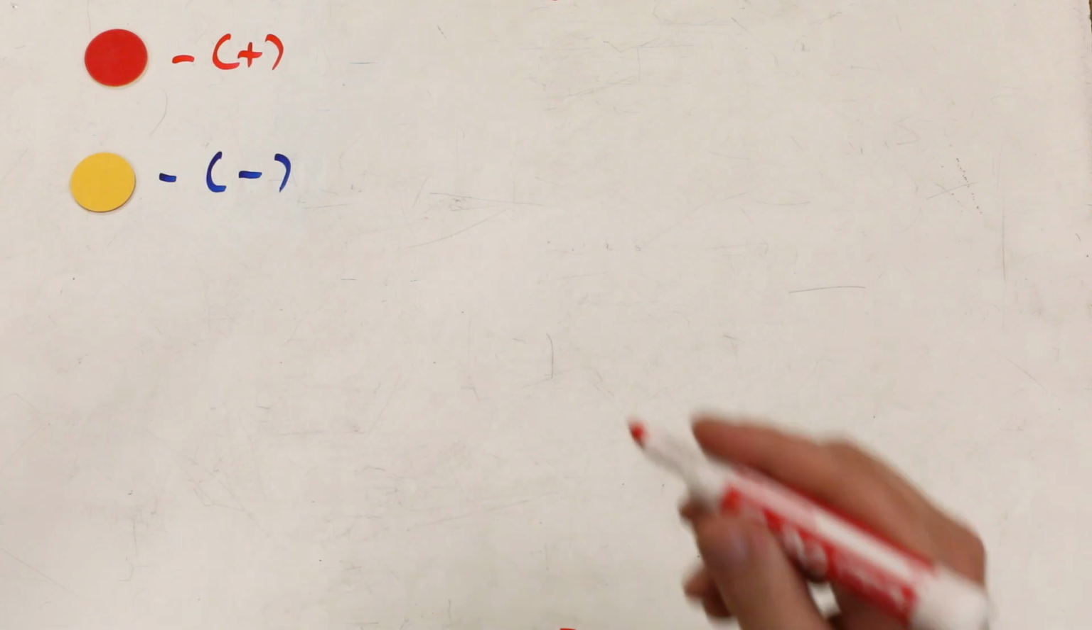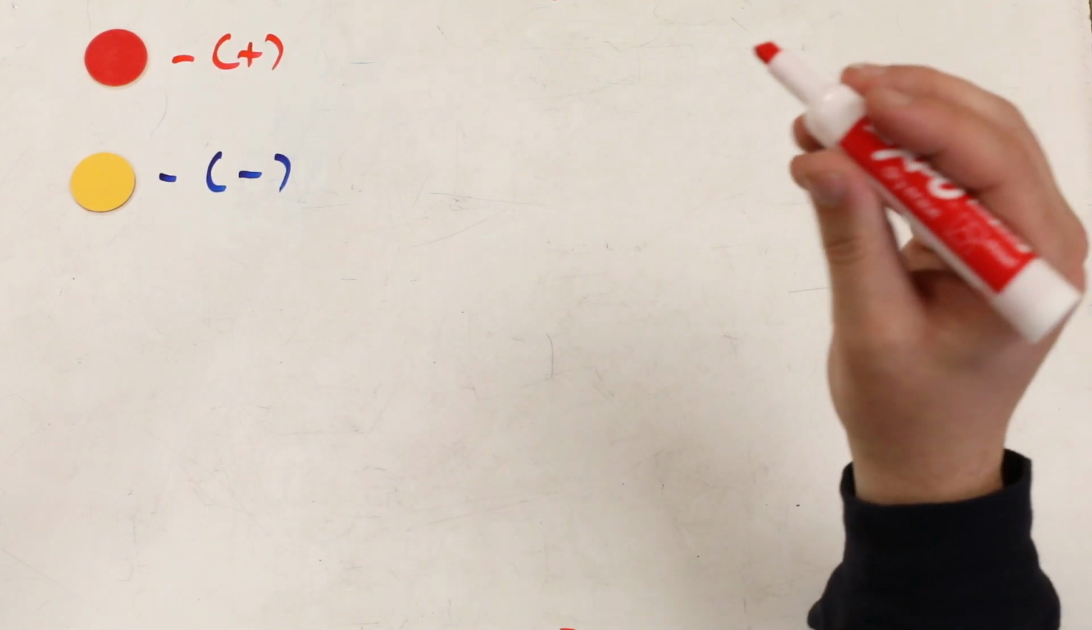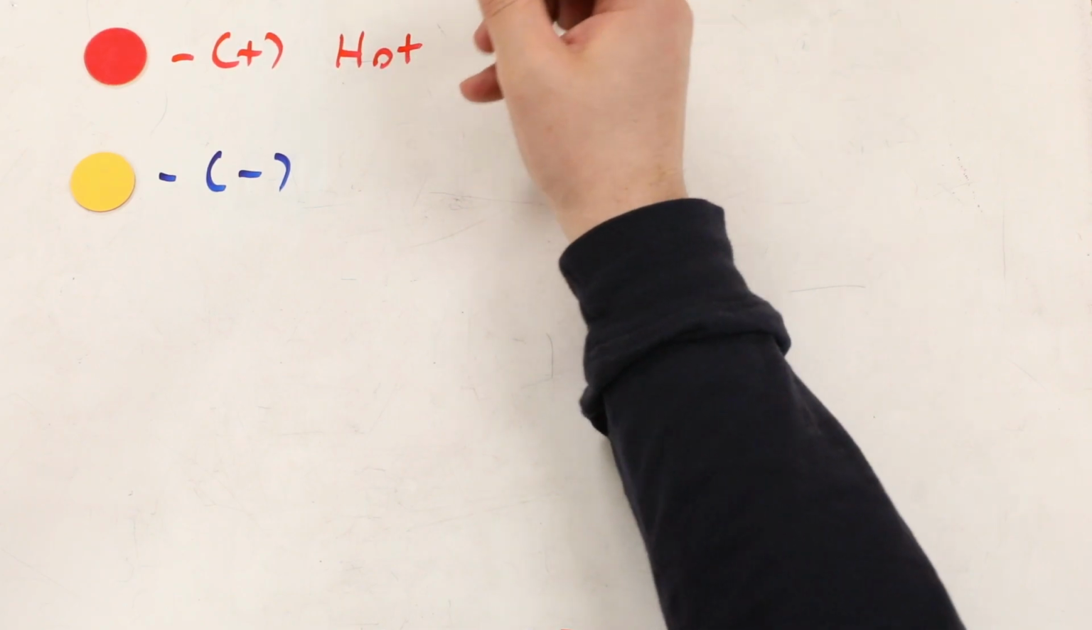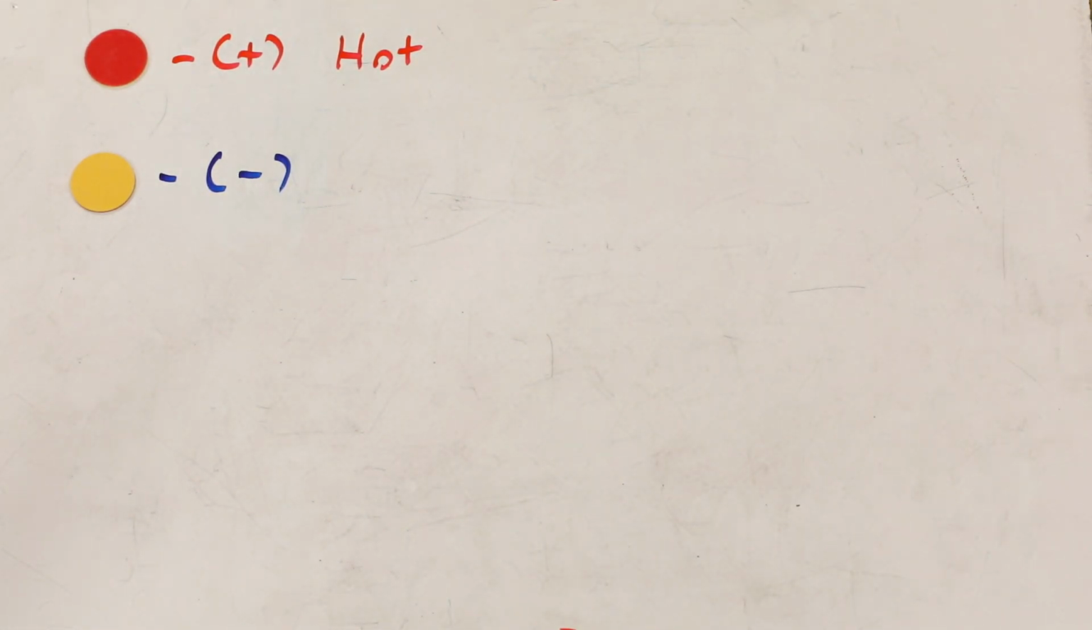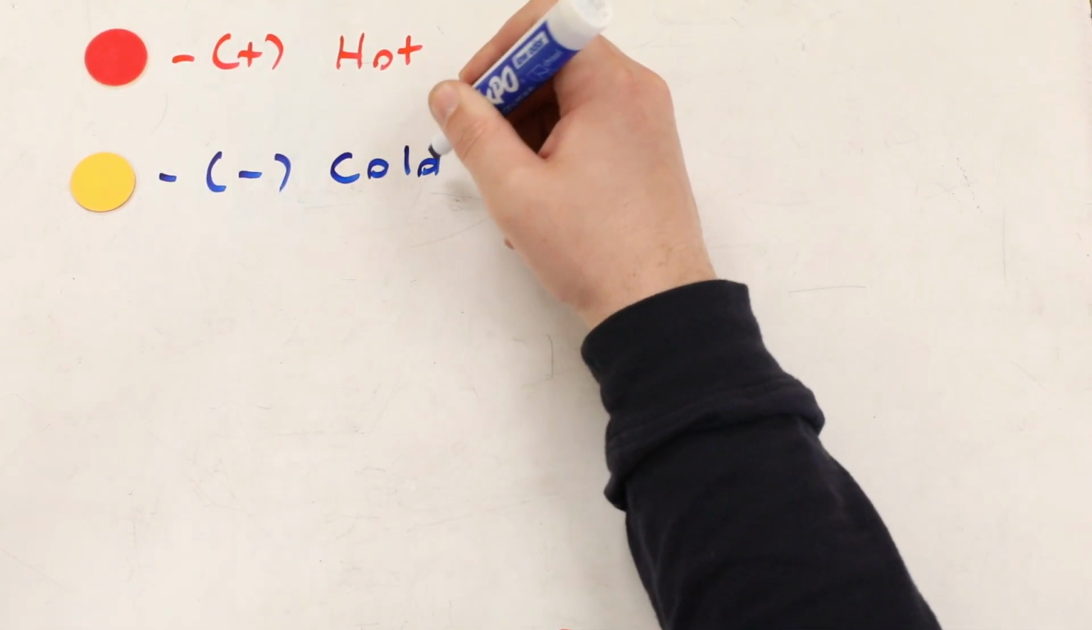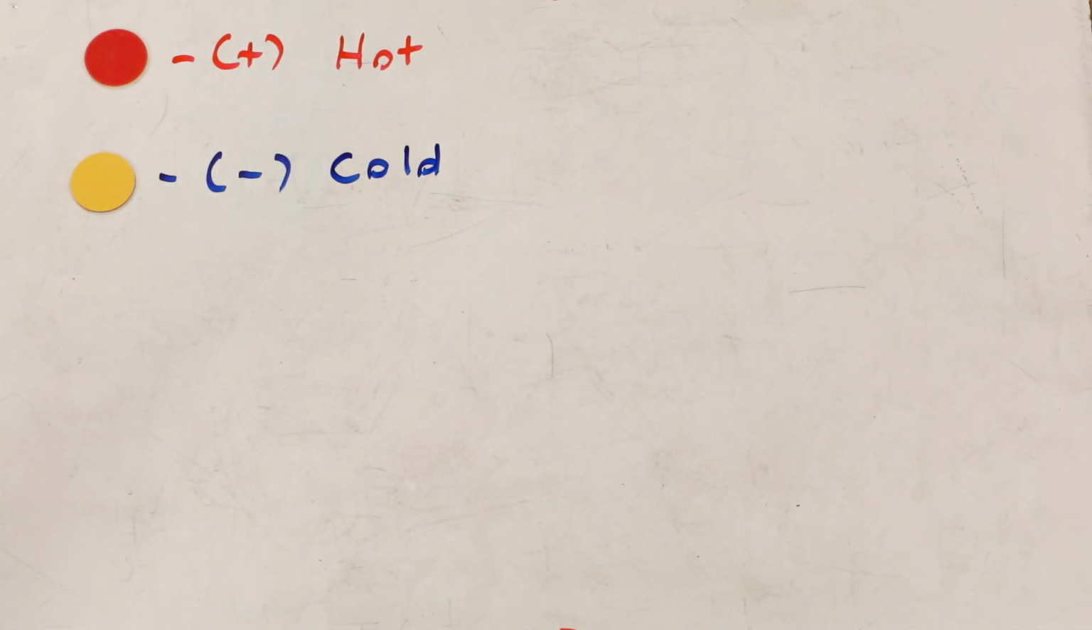But it's also important to keep in mind that our red integer chips, our positive integers, are also going to represent hot. And this is going to be important when we are using our number lines and when you're answering the integer questions mentally. And therefore, our yellow integer chips are going to be our cold integers. So red integers or positive integers are going to be hot, and yellow integers or negative integers are going to be cold.